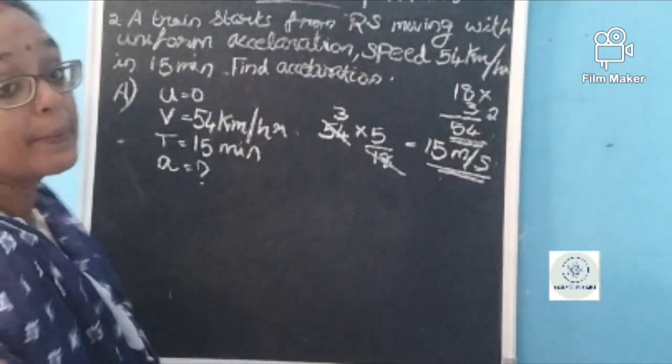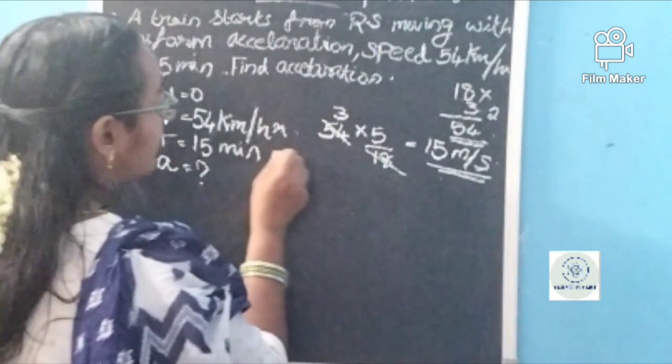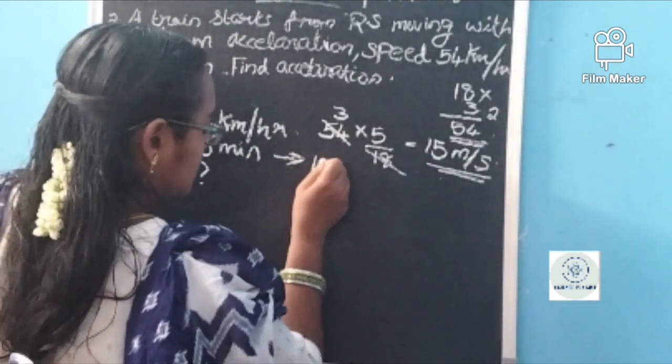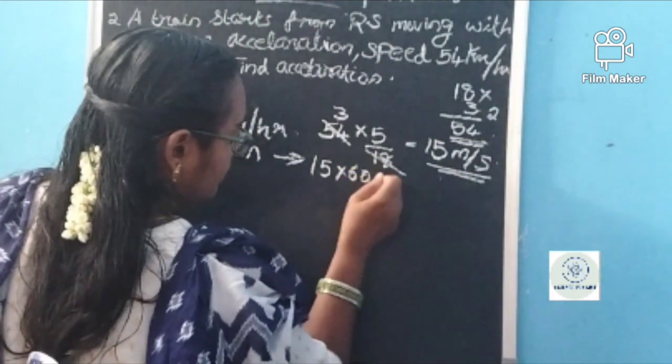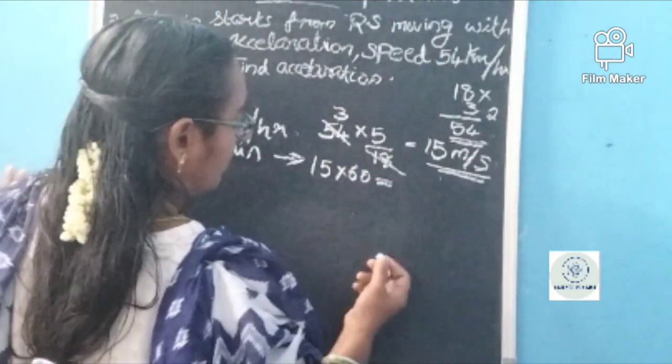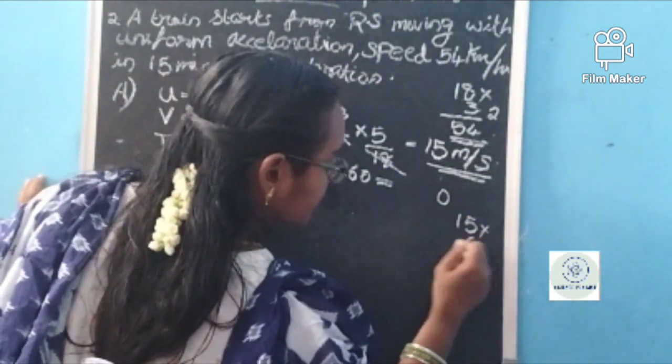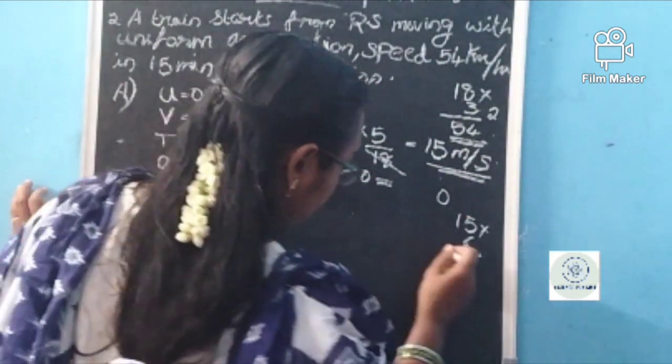What is time? Time is equal to 15 minutes. So it has to be converted into seconds. How can it be converted? 15 into 60 is equal to maybe what? 15 into 6 is what, ma?